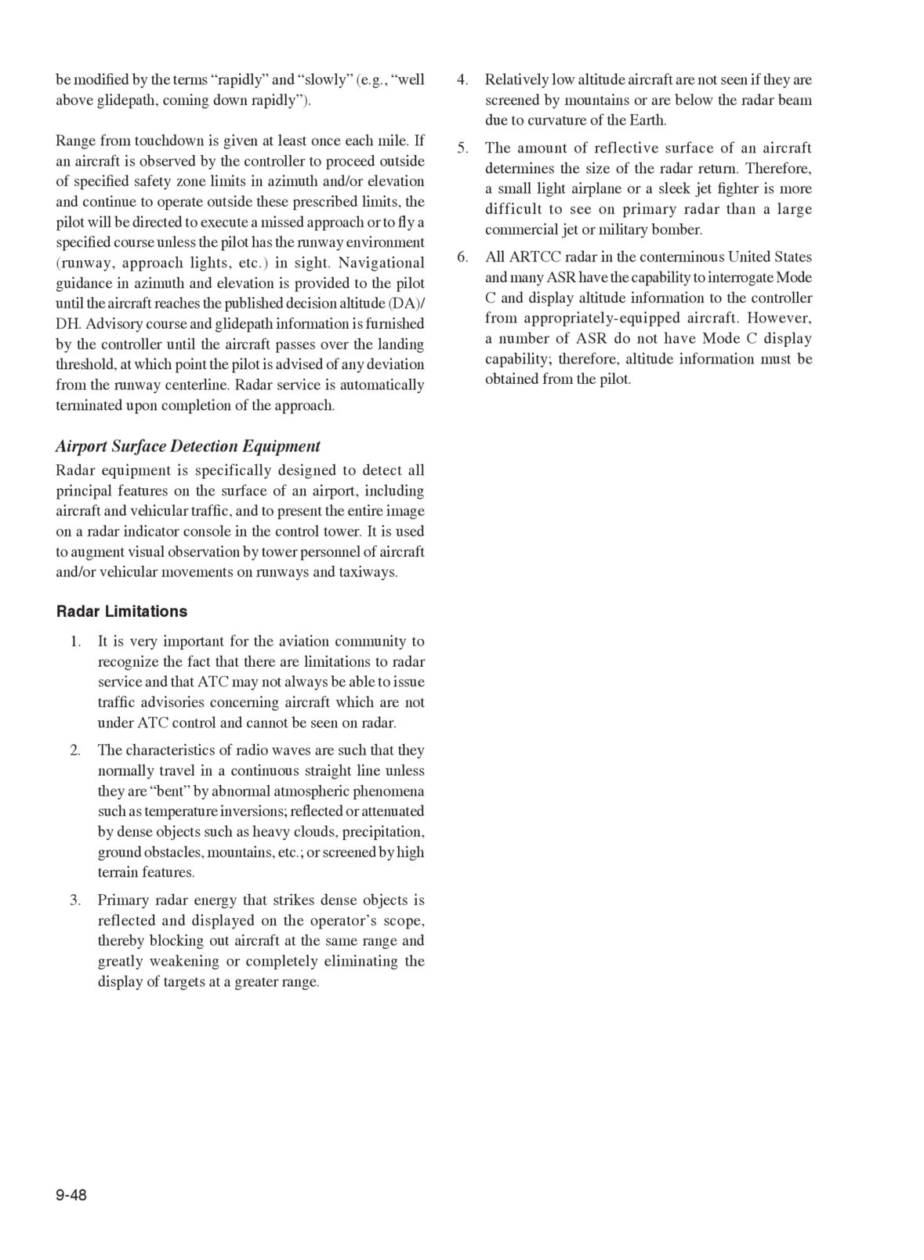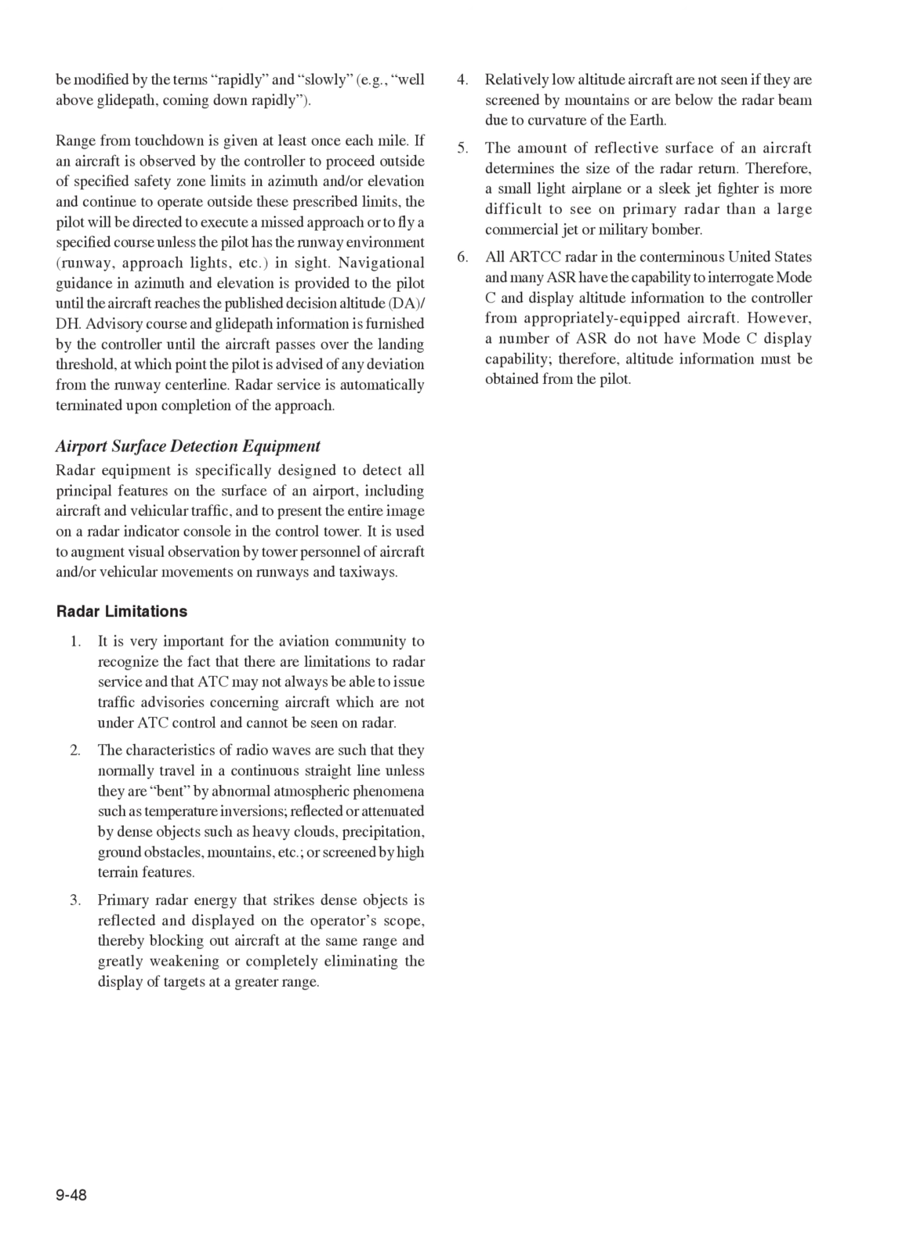3. Primary radar energy that strikes dense objects is reflected and displayed on the operator's scope, thereby blocking out aircraft at the same range and greatly weakening or completely eliminating the display of targets at a greater range. 4. Relatively low altitude aircraft are not seen if they are screened by mountains or below the radar beam due to curvature of the Earth. 5. The amount of reflective surface of an aircraft determines the size of the radar return. Therefore, a small light airplane or a sleek jet fighter is more difficult to see on primary radar than a large commercial jet or military bomber.